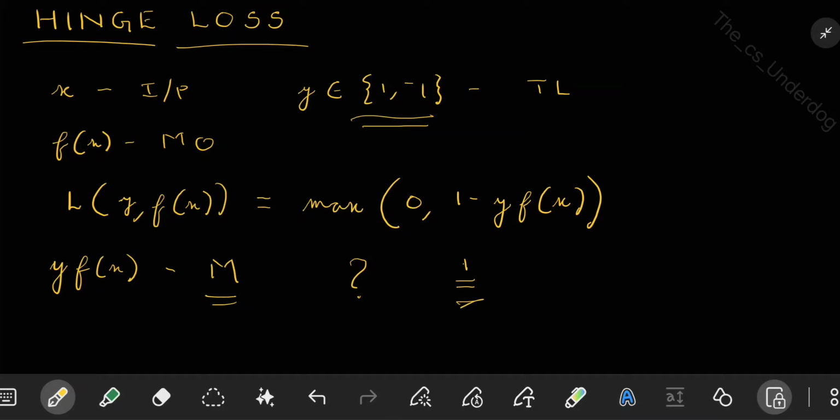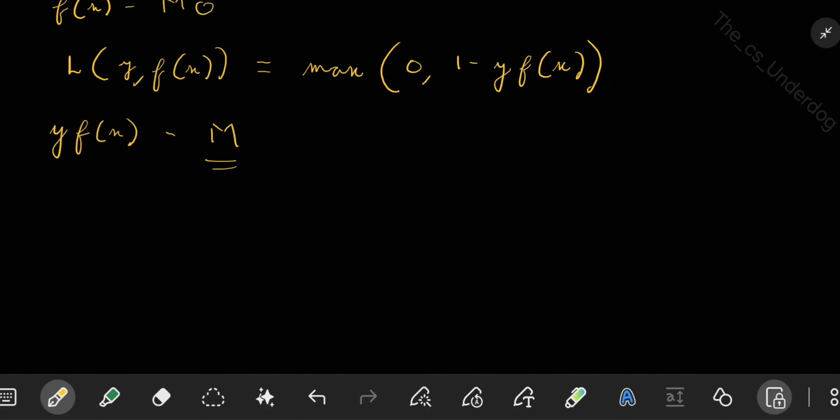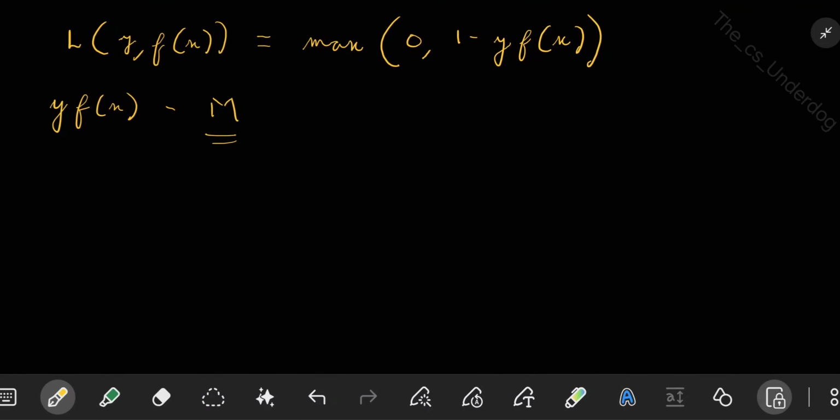Next question is, how is it agreeing? This is what I'll tell next. Let us say there are different possible values of y into f of x. Let us see each value and understand, depending on the value, how much the model is agreeing with the true label. First case: what if y into f of x is greater than 0, what does this mean? If it is greater than 0, that means the prediction is correct. This is the first thing you have to understand. Whenever y into f of x is greater than 0, that means the prediction is correct.